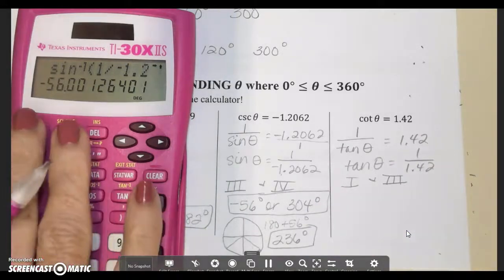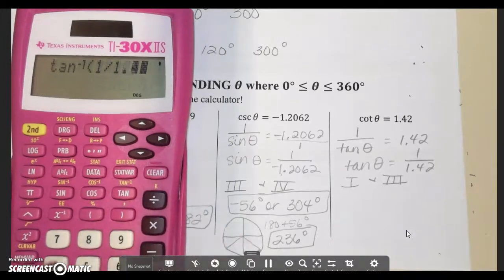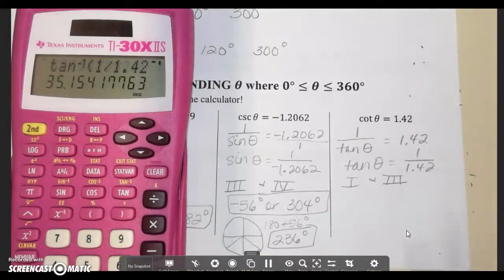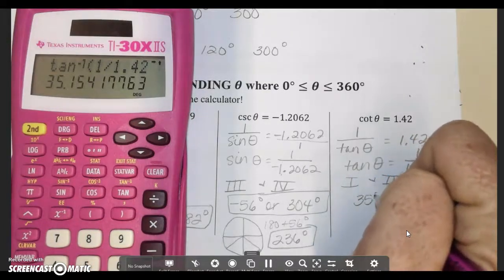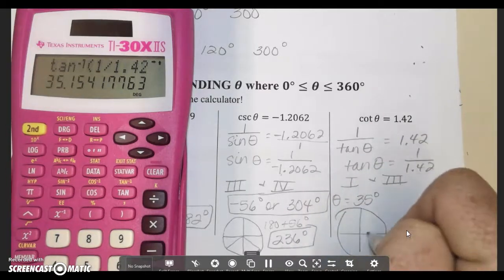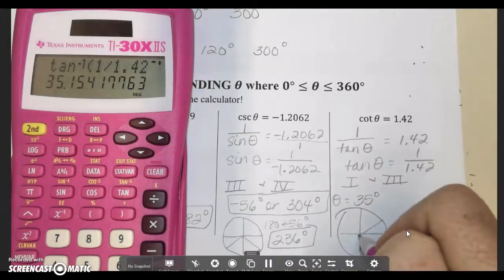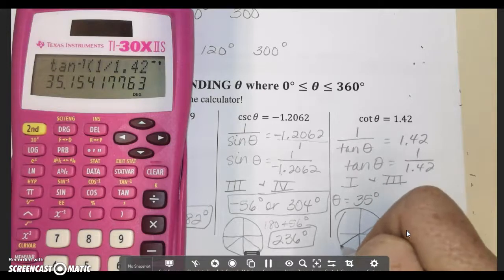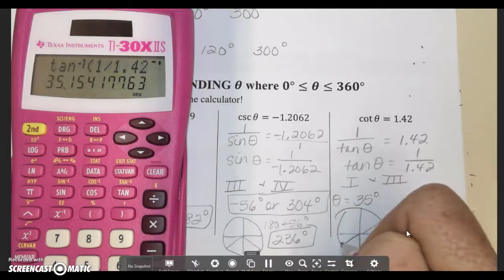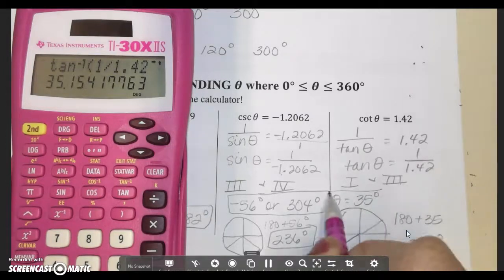So we're going to do second tangent, 1 divided by 1.42, and that will give you a measurement of 35 degrees, roughly. And so in your circle, 35 degrees is about there. And I know that it's going to be about the same measurement over here. So instead of being 35 degrees up from the x-axis, it's going to come all the way around, be 35 degrees below the x-axis. So 180 plus 35 is going to give you a measurement of 215 degrees.